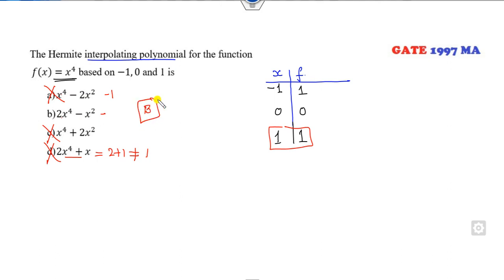So you can see within 10 seconds you can solve this problem in a simple method. You may start from here as well. If you take x is minus 1, the first answer is not equal to plus 1, which is again not equal to plus 1, which is again not equal to plus 1, and this one is equal to plus 1. So the right answer is B.